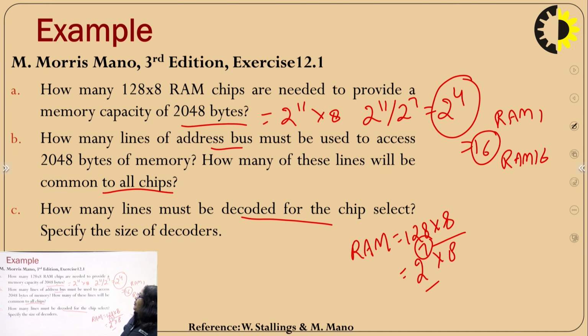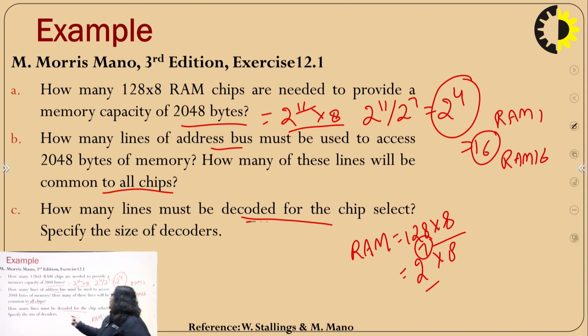Now, how many address buses must be used to access the 2048 bytes of memory? When the size is 2048, it is 2 to the power 11 x 8. So how many address bits are required? There are 11 address bits required. Now, how many of these lines will be common to all chips? This depends on the size of the RAM. The RAM chip size is 128 x 8, so it takes 7. So there are 7 address lines required commonly for all the chips.